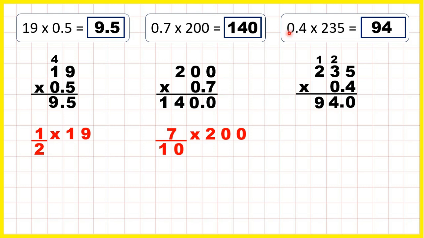Again, we could have changed 0.4 to 4/10. We could also have simplified this to 2/5, and we would have got the same answer. But if we're using 4/10, we could divide 235 by 10 to get 23.5, and then multiplying that by 4 would give us the same answer as doing 235 times 0.4. Or we could have multiplied the numerator first. 235 times 4 is 940, and then we could have divided 940 by 10 to get 94 as our answer.